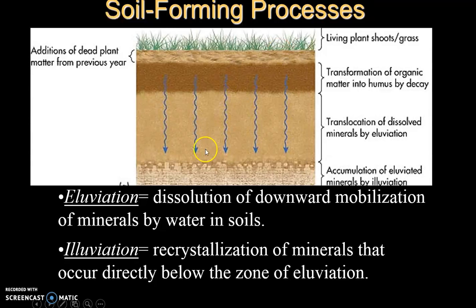So moving from our transformation into our translocation, we start to have dissolved minerals that are then carried downward through a process that we have defined. So the process of downward movement is alluviation. And so this is the dissolution of downward motion of minerals that's carried down through the soil by water. So alluviation is where those minerals are recrystallized and start to become deposited in this particular zone. So we have this accumulation zone of minerals that are then recrystallized.